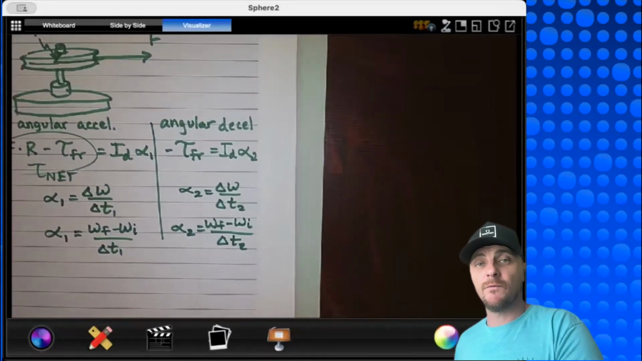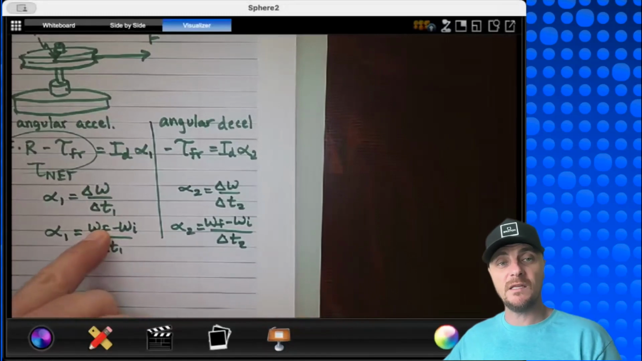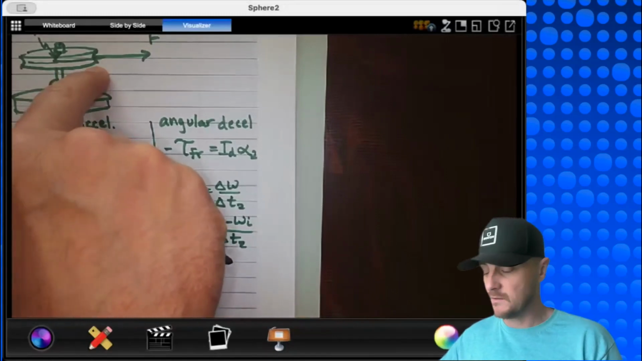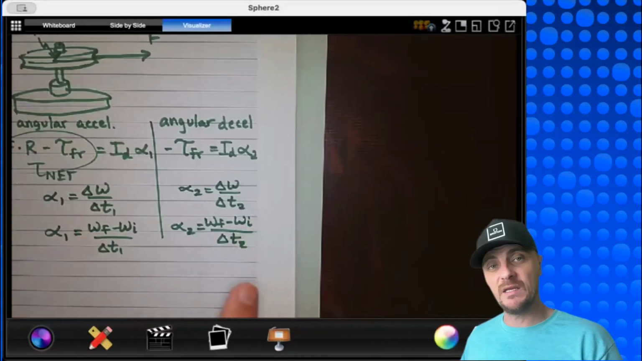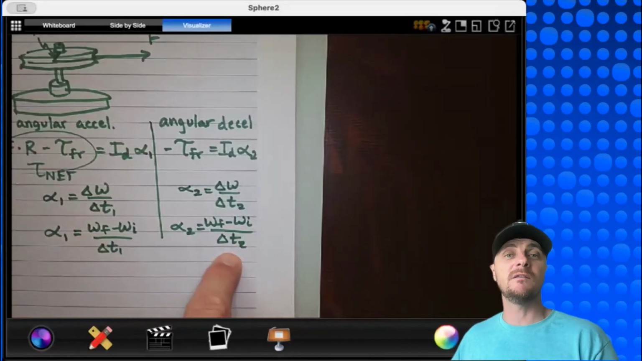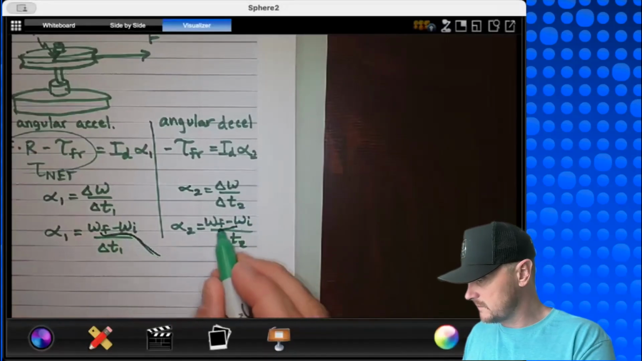Now, it's really important to realize this right now. This final angular velocity that we accelerate this system to will be the same as this initial angular velocity when the disk begins to slow down over this time, delta t2. So I'm going to say that these two are equal.